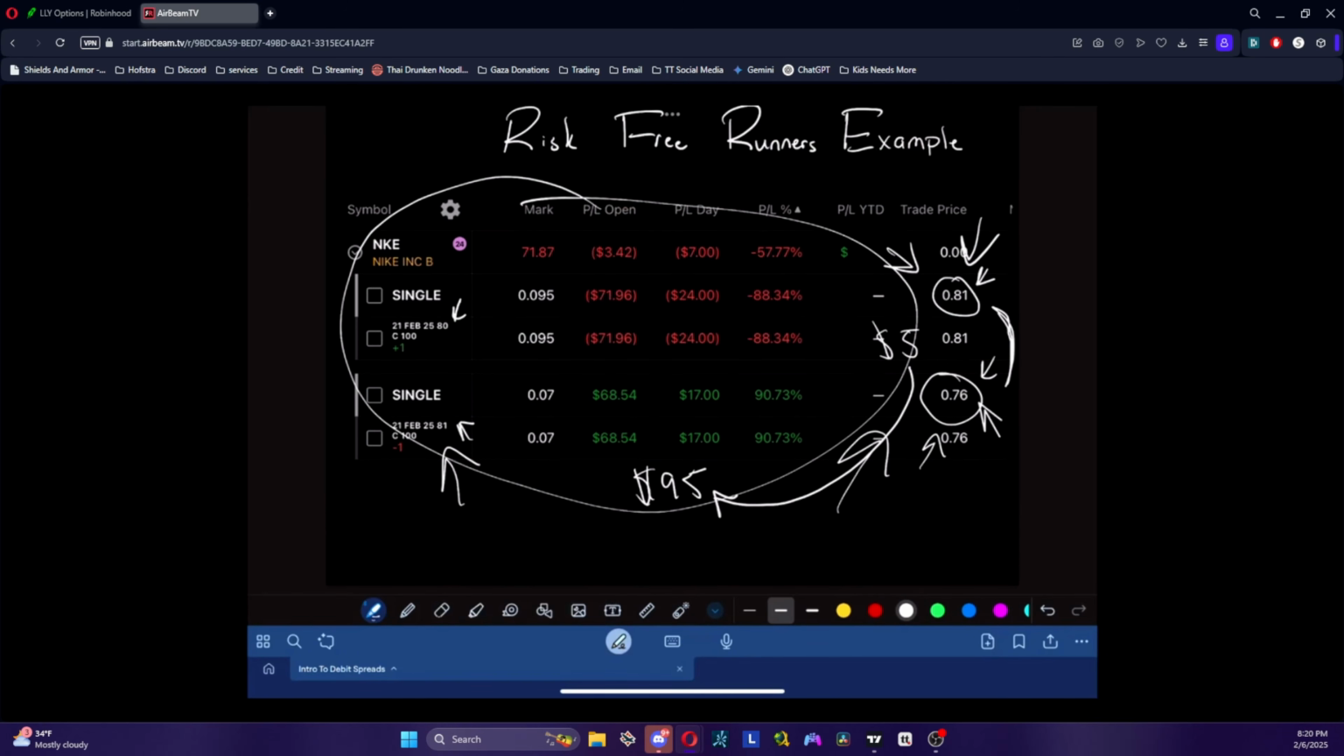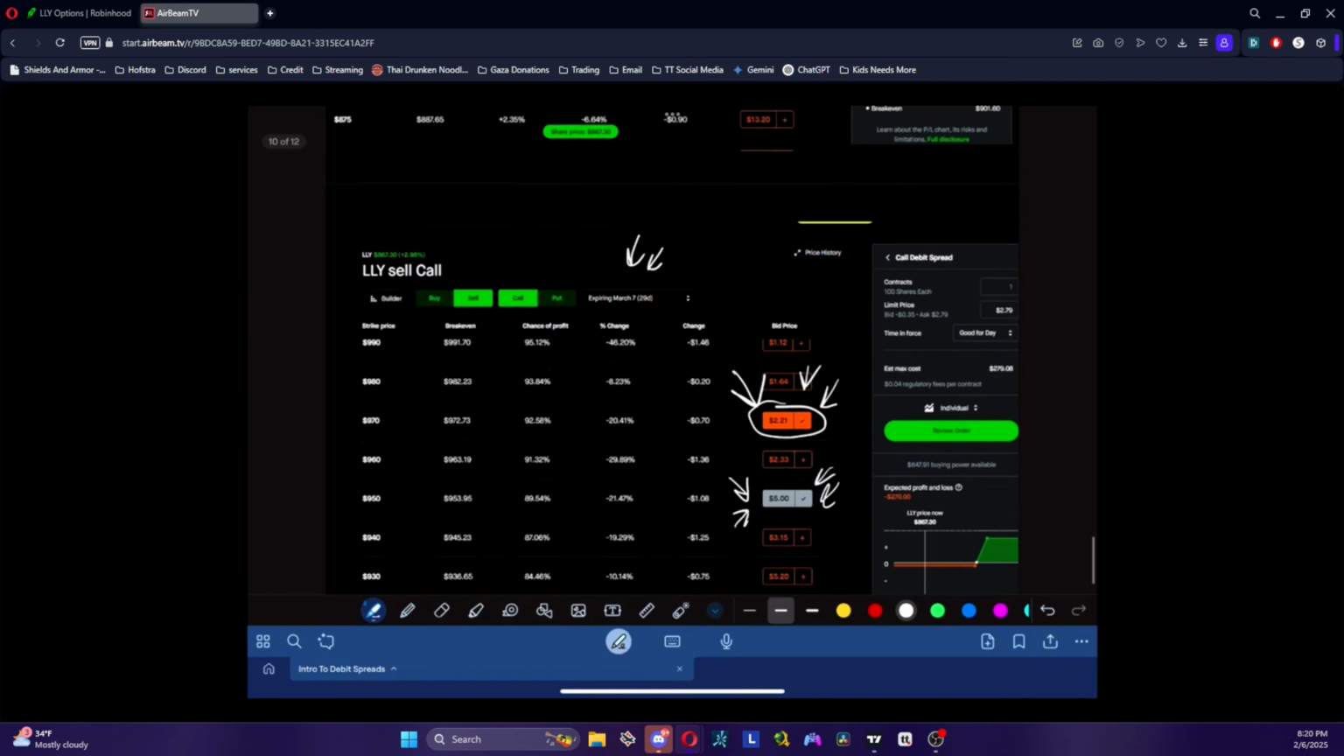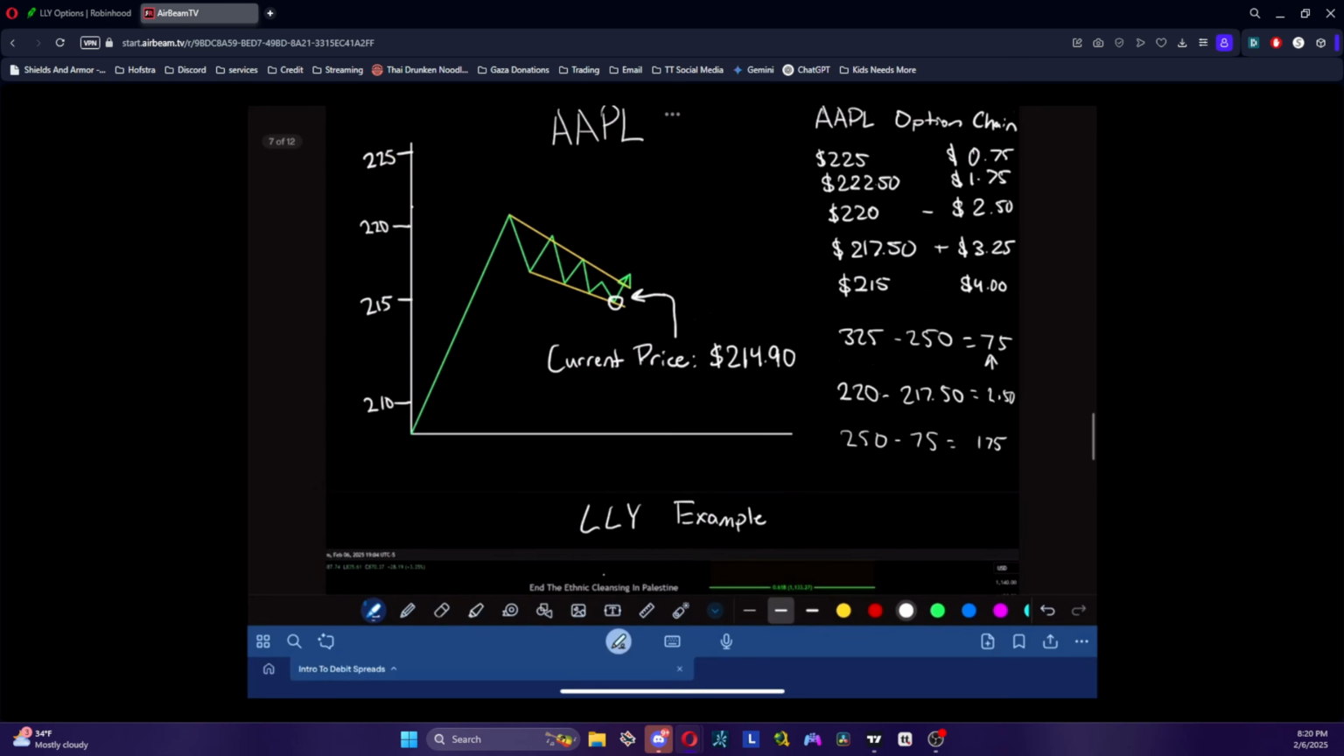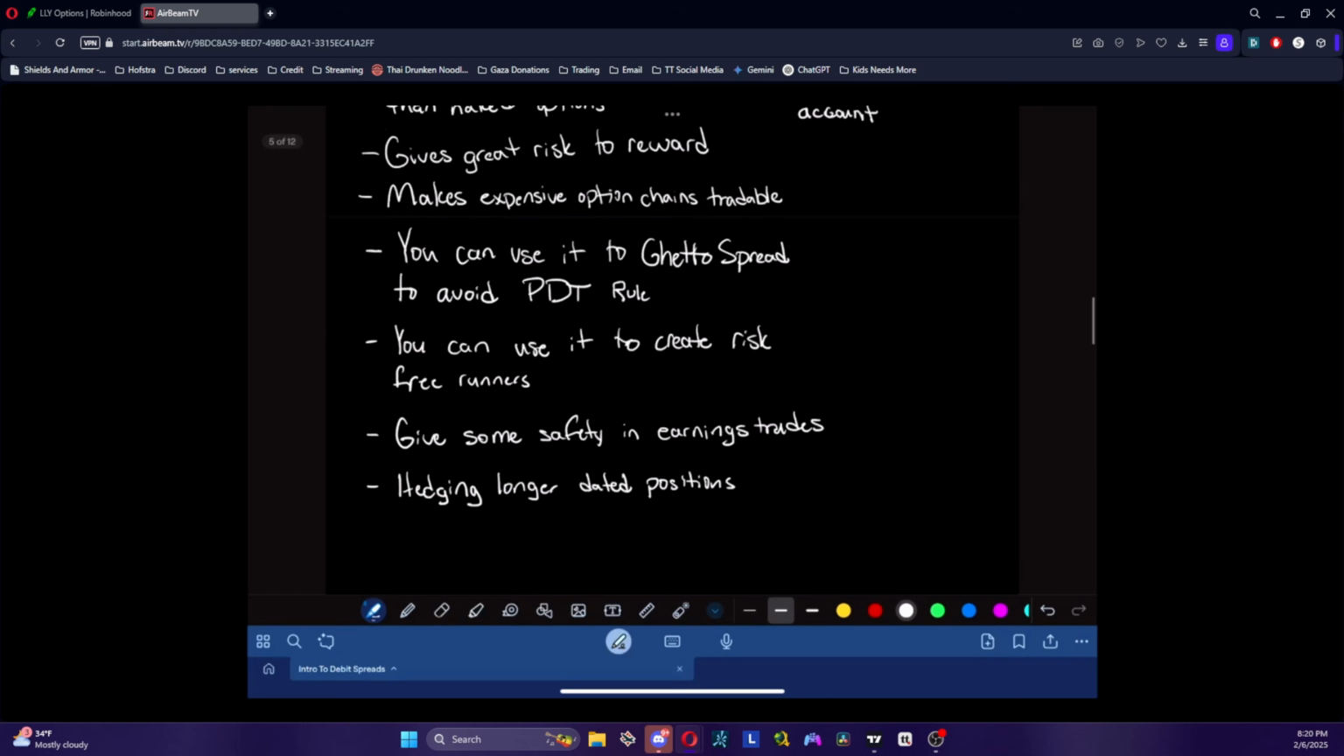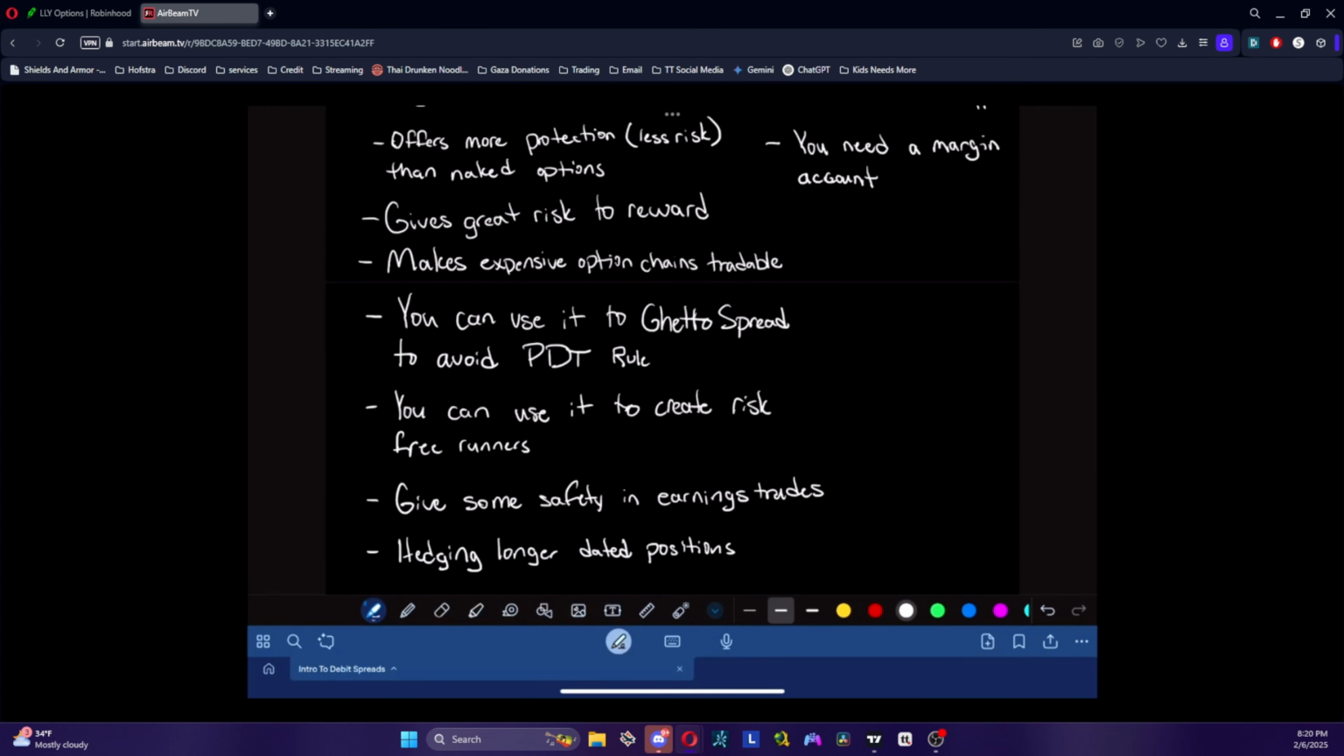Now, the other thing we were talking about that I said earlier was ghetto spreads, which is how you can avoid the PDT rule. That I would actually have to show you on the option chain. We'll get into that. Before I move on, I do want to ask you guys if you can at least start asking your questions now. So before I move on to the examples, at least the examples will be a lot clearer. And yeah, you guys could go ahead and ask your questions.